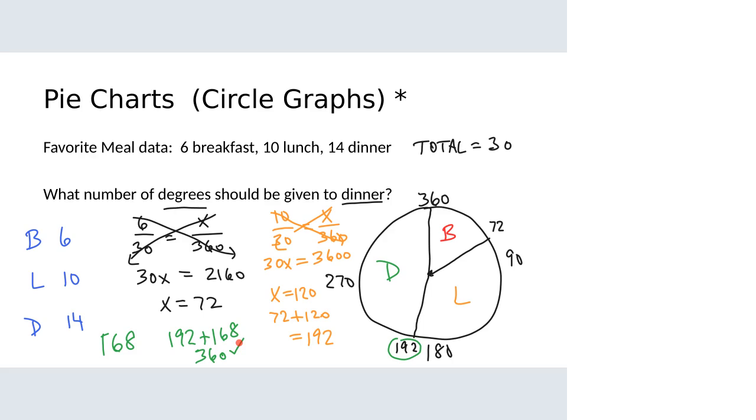I can see at a quick glance that almost half chose dinner as their best choice. When looking at the pie chart, I can't see the raw data, but I can see comparisons. I can see dinner was the most, and it was almost half. I can see breakfast was the least, just at a quick glance. Are there any questions about what we did with pie charts, using proportions to figure out the number of degrees? Okay.